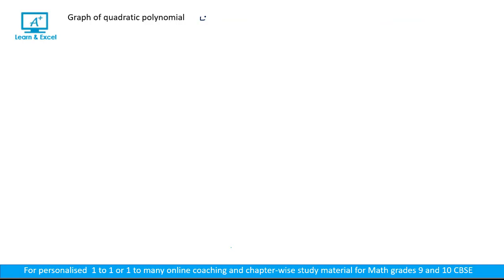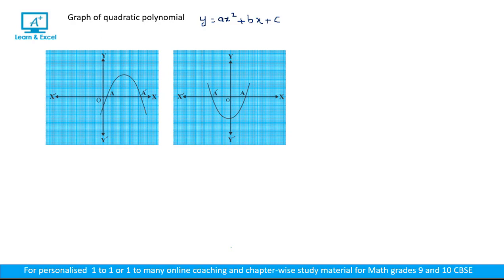Let us now graph the quadratic polynomial y equal to ax square plus bx plus c. Then we will get three cases. The first case is that the graph cuts the x-axis at two distinct points, A and A dash. In this graph also it cuts at A and A dash. So the x coordinates of the points A and A dash are the two zeros of the quadratic polynomial.